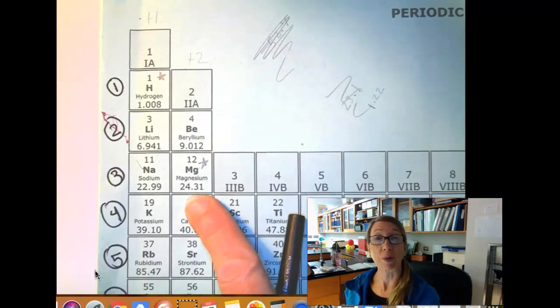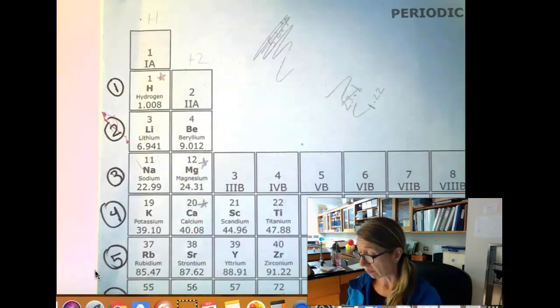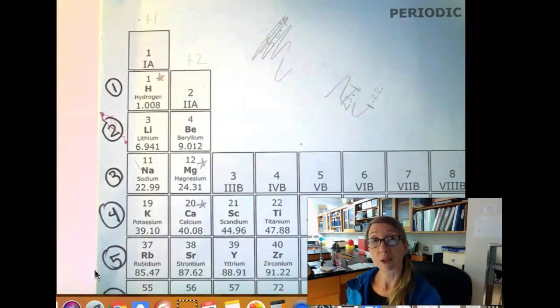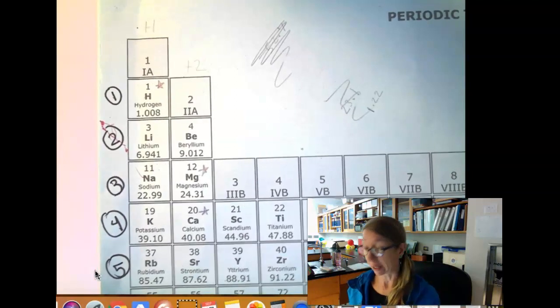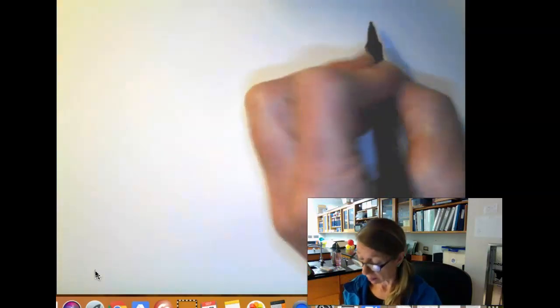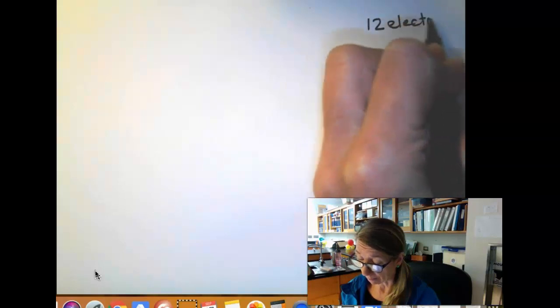That means it's neutral. That means there are the same number of electrons as protons. So we see right here we have 12 protons, so an atom of magnesium will have 12 electrons. So we're going to keep track. We're going to come right here and we're going to say 12 electrons. We're going to keep score.